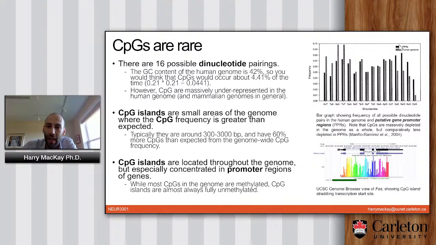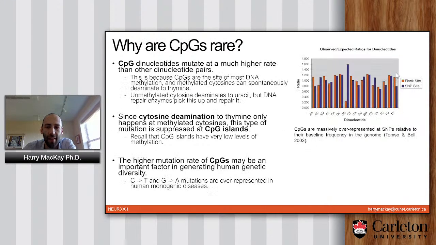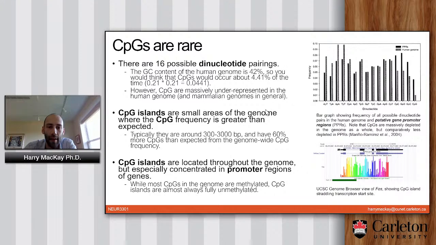In promoter regions, the black bars, they tend to be a bit more toward where you'd expect for the distribution. That's important because promoter regions tend to have a lot of CpGs in them. But anyway, so they're massively depleted in the genome as a whole. And the only place where you do tend to see a lot of them is in places called CpG islands. So these are small areas of the genome, about 300 to 3,000 base pairs long, that have many more CpGs than you would expect based on the genome-wide frequency. So CpGs are fairly rare throughout the genome, but in specific places called CpG islands, they are very, very common.